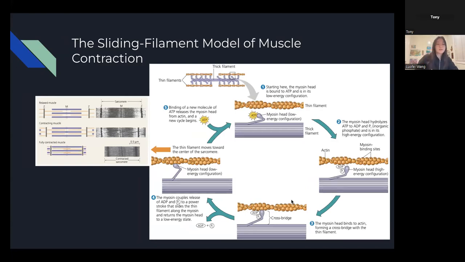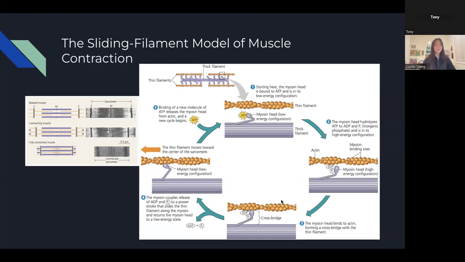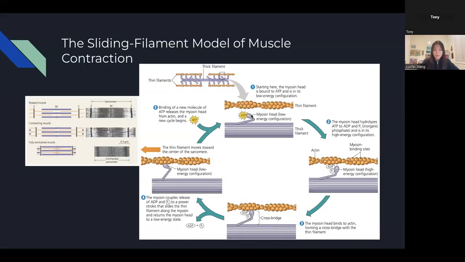So here's the sliding filament model. In this model, when muscles contract, the actin and myosin slide against each other, and that's what causes the muscle to contract. Each myosin molecule has a tail and a globular head. The globular head attaches to ATP and also actin to push it along, sliding the filament along for contraction. ATP powers the movement of myosin.